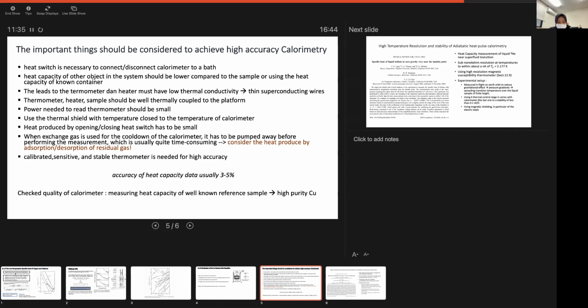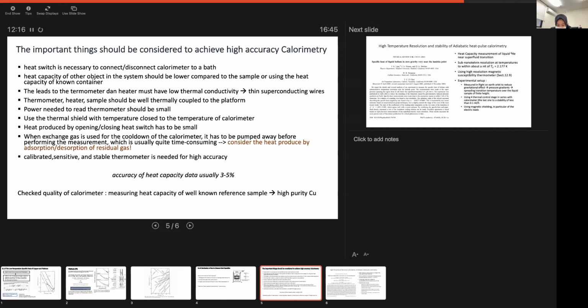This is usually quite time consuming, and there can be absorption or desorption reactions inside the calorimeter, which make residual gas, so heat could be produced. We should consider this also. And the last is that a calibrated, sensitive and stable thermometer is needed for high accuracy. The accuracy of heat capacity data is usually around 3 to 5%, rarely better than 1%.